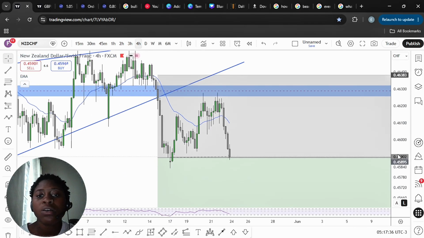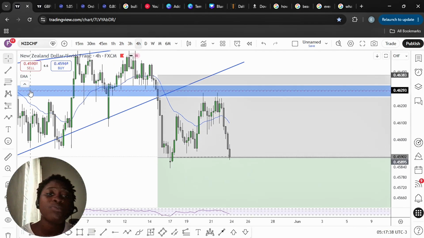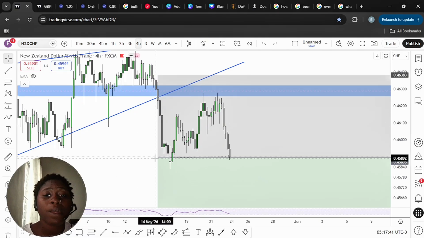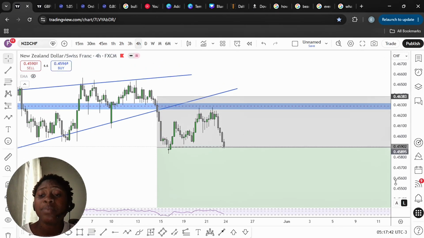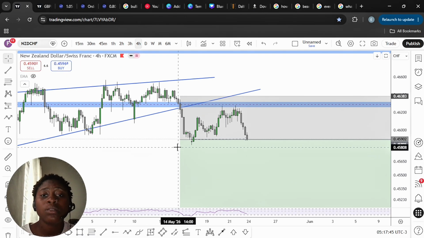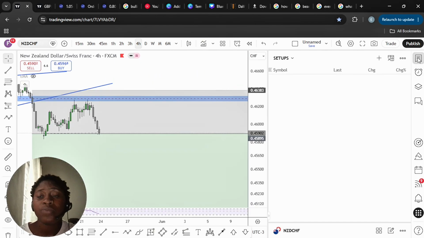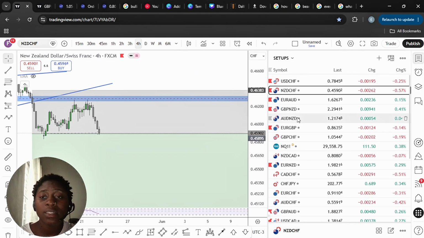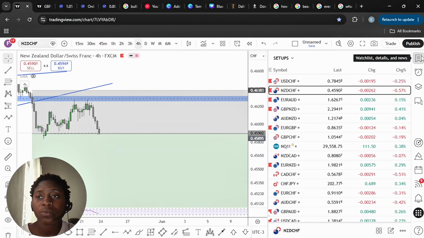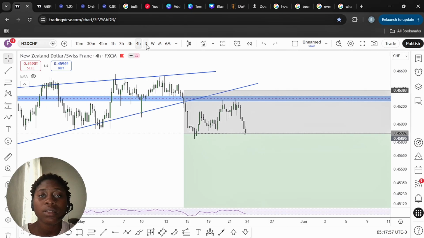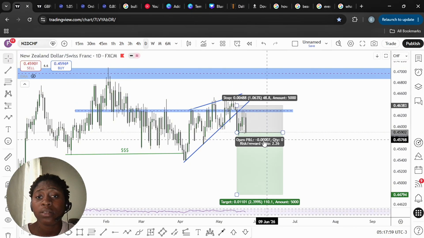the New Zealand dollar Swiss franc. These are all high probability setups. Honestly, I am 90% sure of these three setups: AUDNZD, EURGBP, NZDCHF. So we're going to be looking at those high probability setups.